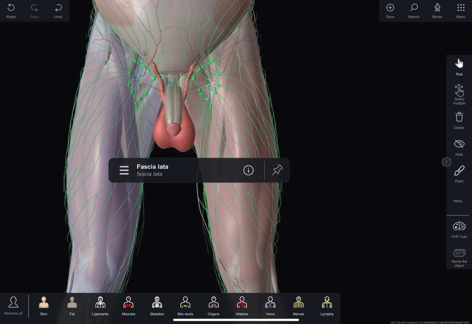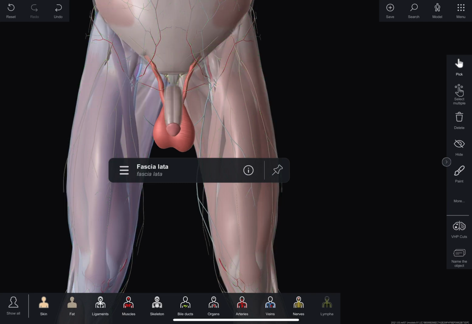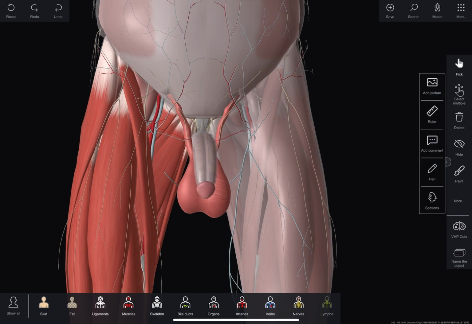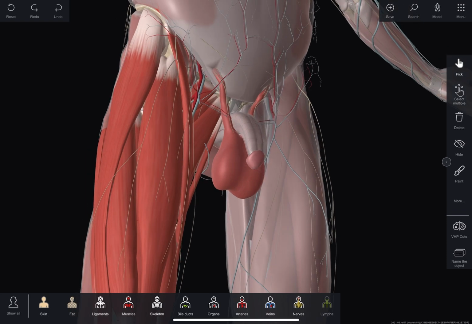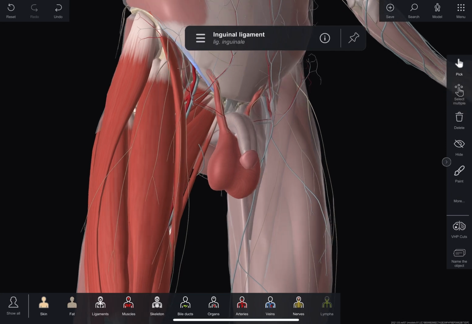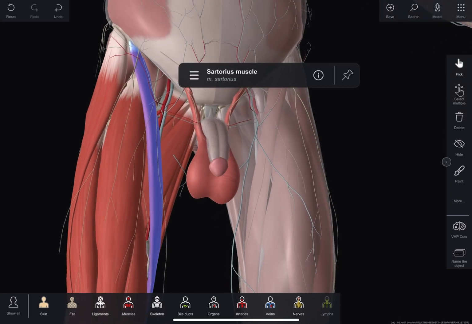Special mention: the femoral triangle. The femoral triangle has three boundaries: superior, lateral and medial. The superior boundary is the inguinal ligament, where the femoral artery passes under this ligament, and this is the main continuation of the external iliac artery. Laterally we have the sartorius muscle. Medially we have the adductor longus muscle, and the floor has the iliopsoas, pectineus and adductor brevis muscles.